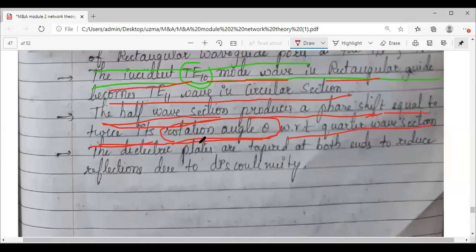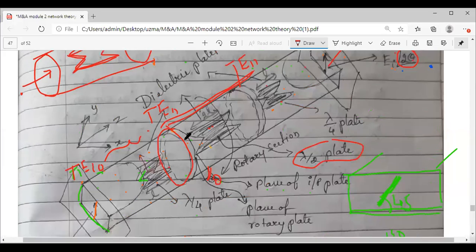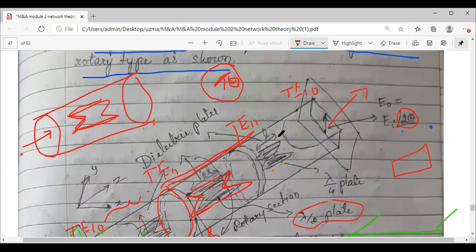With respect to the quarter wave sections, the dielectric plates are tapered. Even I had explained this in the previous dielectric phase shifter also. The ends will be tapered to reduce the reflections. So here also you can see I have not used a plain phase shifter within this. The dielectric plates which are used are simply of this structure. They are not rectangular or something. They have some tapered sections like this. Why? In order to reduce the reflections due to the discontinuity. What is that discontinuity? There is a transition.